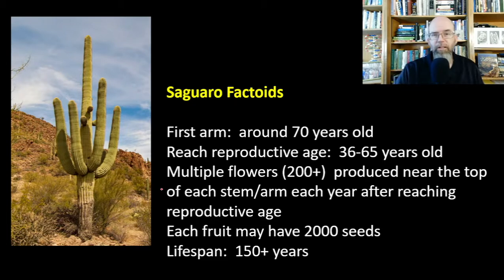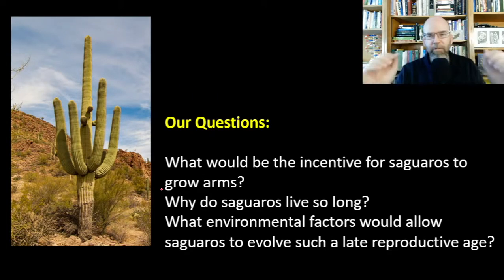So long-lived plants. So we have a couple questions, and these are actually the questions I posed to my class. I had them get together, and I gave them a sheet of paper, and I said, now you have to write out some hypothesis for some answer based on your biological knowledge to this point in your careers. What would be possible reasons why, or what would be the incentive for sahuaros to grow arms?